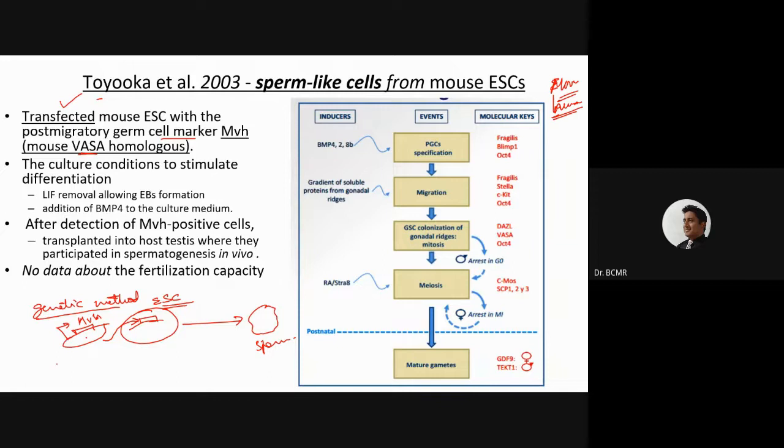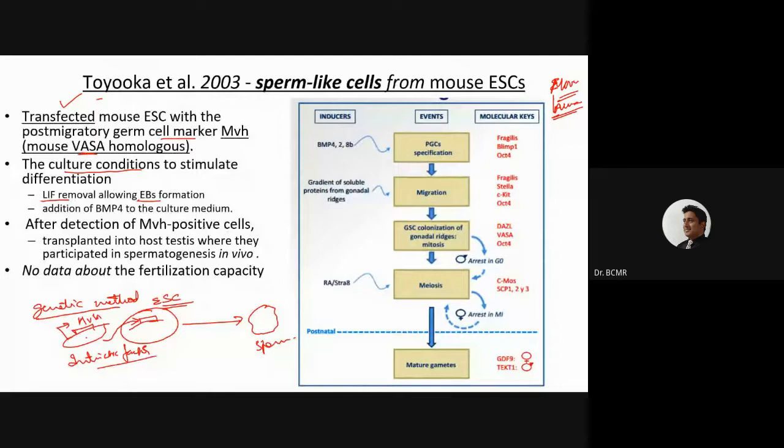The MVH here, they're using it as an intrinsic factor, right? As I was describing, there are two things. One is you need an intrinsic factor, and you also might need an extrinsic factor. And for the extrinsic factors, they have used culture conditions to stimulate differentiation. They have removed LIF, leukemia inhibitory factor, allowing the formation of embryoid bodies.